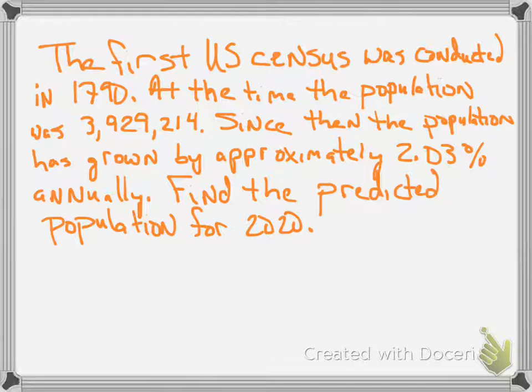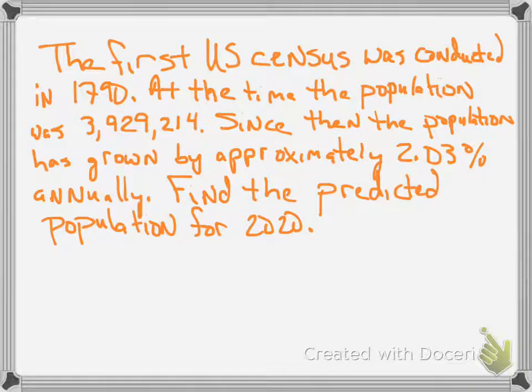So let's look at the first problem. The first U.S. census was conducted in 1790. At the time, the population was 3,929,214. Really, a very specific number. Kind of interesting how they got that. They went one by one. Oh, we counted 3,929,000. Okay, anyways. Since then, the population has grown by approximately 2.03% annually. Find the predicted population for 2020. So if everything had been going the exact same way, what would the population of the United States be?